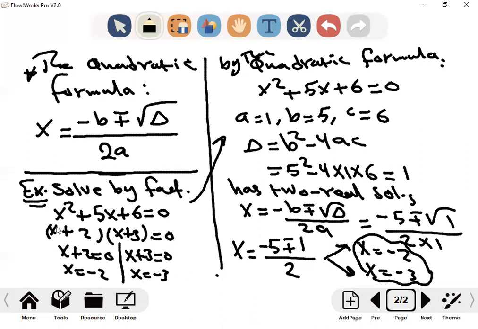Here, 2 and 3, why did we put them? Go back to the lesson. We took them by factoring, right? Two numbers, if you multiply them you get 6, if you add them you get 5. You must forget that.